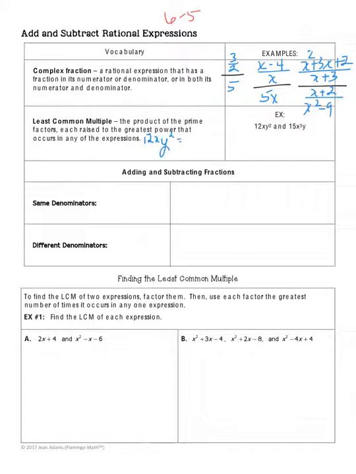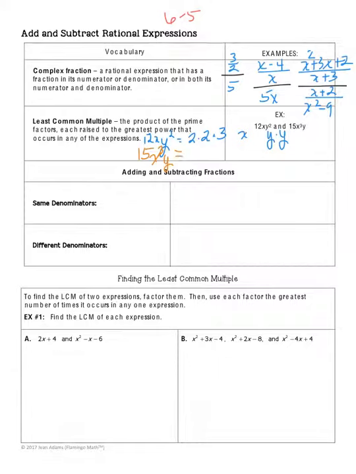So the 12 factors as a 2 and a 2 and then a 3, and then it's got 1x and then it's got 2 y's. And I'm stretching these out for a reason. You'll see why in a minute. And then for my 15, I'm going to have 15x cubed y.